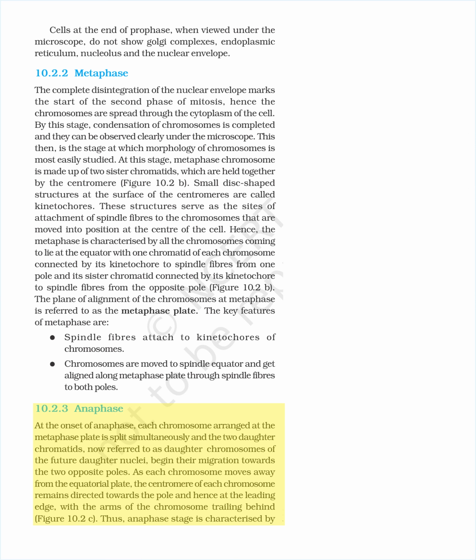10.2.3 Anaphase. At the onset of anaphase, each chromosome arranged at the metaphase plate is split simultaneously and the 2 daughter chromatids, now referred to as daughter chromosomes of the future daughter nuclei, begin their migration towards the 2 opposite poles. As each chromosome moves away from the equatorial plate, the centromere of each chromosome remains directed towards the pole and hence at the leading edge, with the arms of the chromosome trailing behind, figure 10.2c.